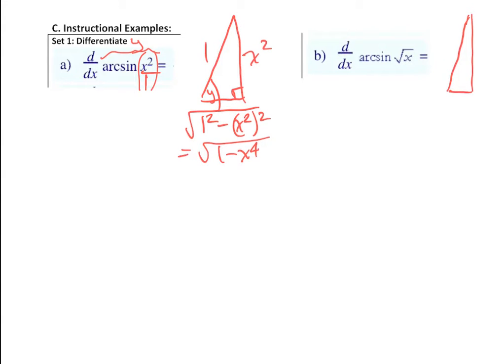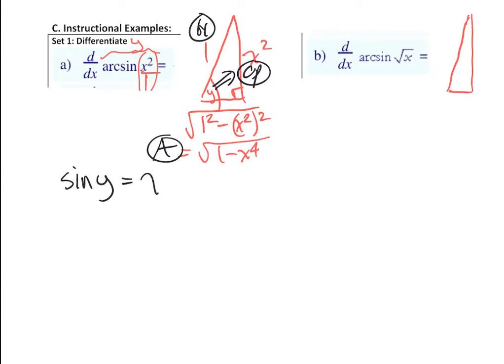Okay, and I should probably label each of those sides. Hypotenuse, opposite, and that's our adjacent. Okay, so now what do I do? Well, I know I write out that sine of y, right? Sine of angle y equals x squared. Okay, it's x squared over 1. That's what we know. Sine, because sine here, it means that I'm doing opposite divided by hypotenuse.